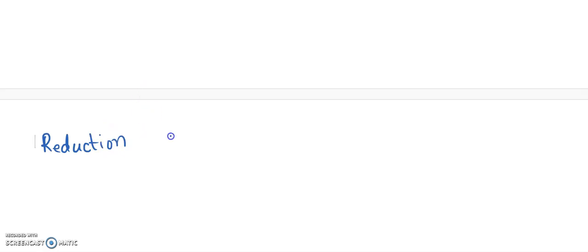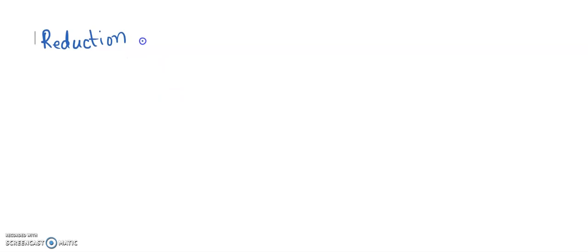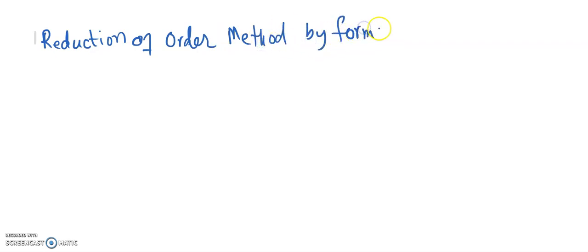We can use a formula. So, reduction of order method by formula. So what is the formula?